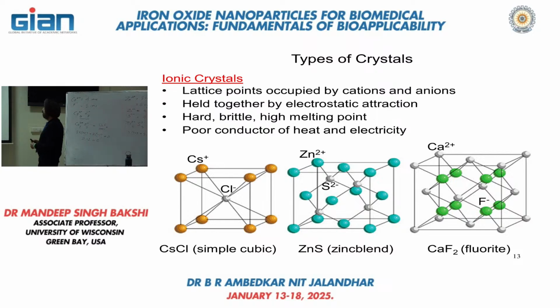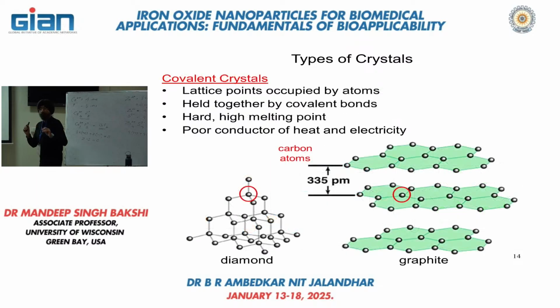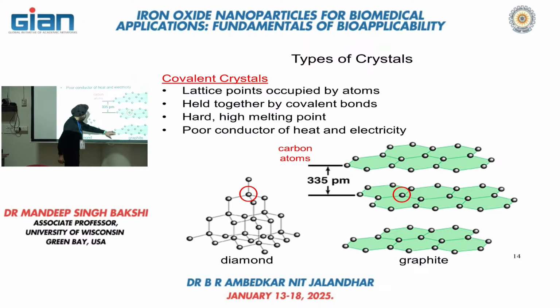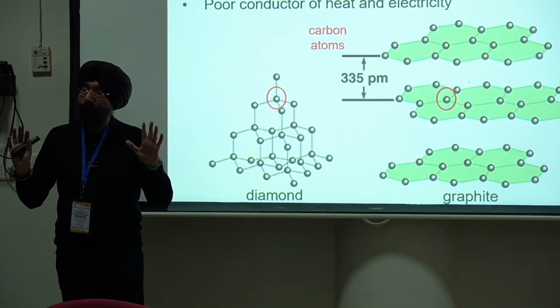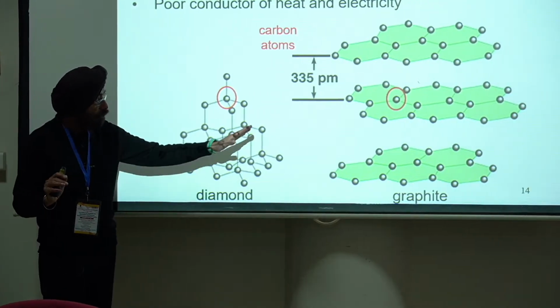Now going ahead with this, how can we differentiate the covalent crystal, or crystalline, from the amorphous? The most prominent example is diamond and graphite. Right? Both are made up of pure carbon atoms. One is crystal, the other one is graphite.